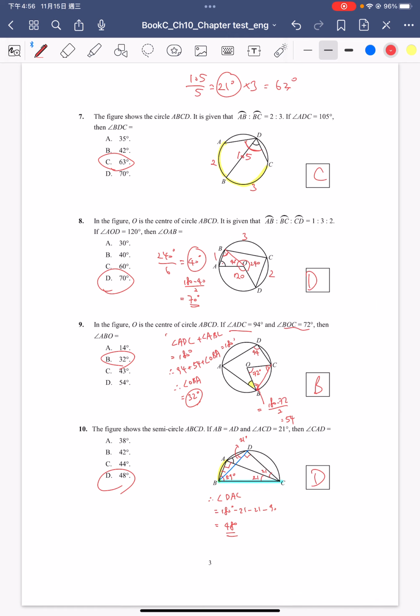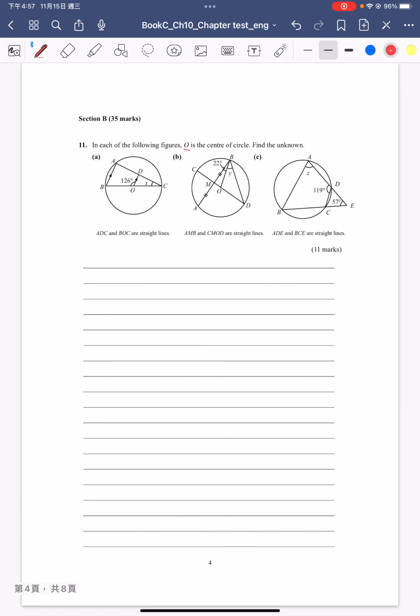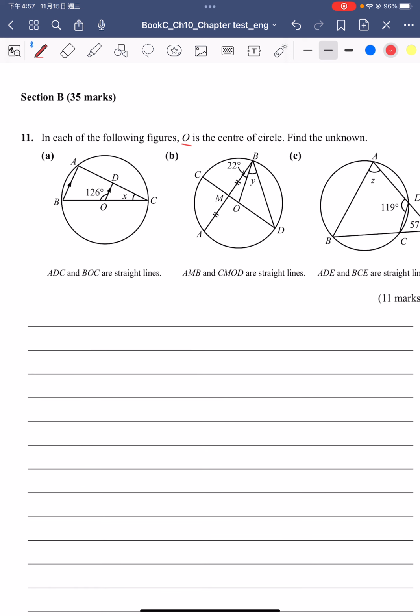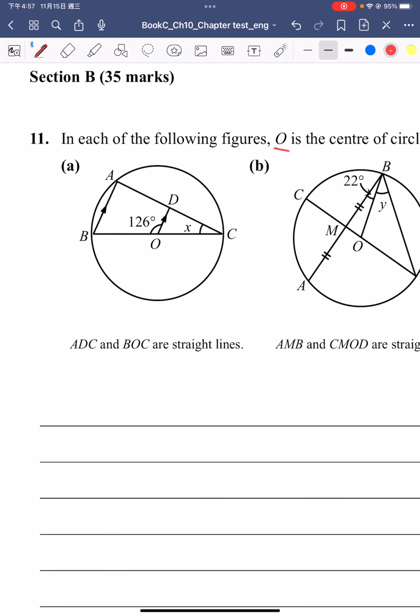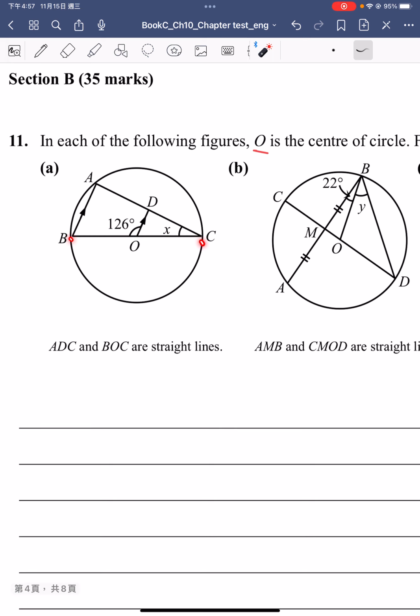Alright, so that's for the multiple choice. So we're going to do the long questions as well. For question 11, we have three diagrams and we need to find out what is the unknown. So first of all, for part A, we have a diameter. BOC is the diameter, because BC is a straight line, and O is the center. A straight line passing through the center is going to be the diameter, isn't it?